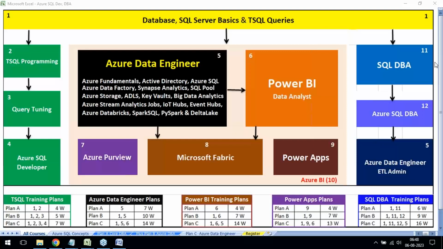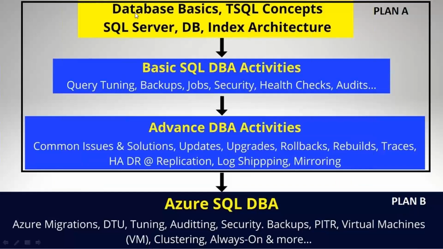To make it more clear, what we need to be aware of: box 1, 11 and 12. Make sure we are aware of box 1 and 11. That includes database basics, architecture, routine DBA, emergency DBA, and HADR activities. These are the items in box 1 and 11.